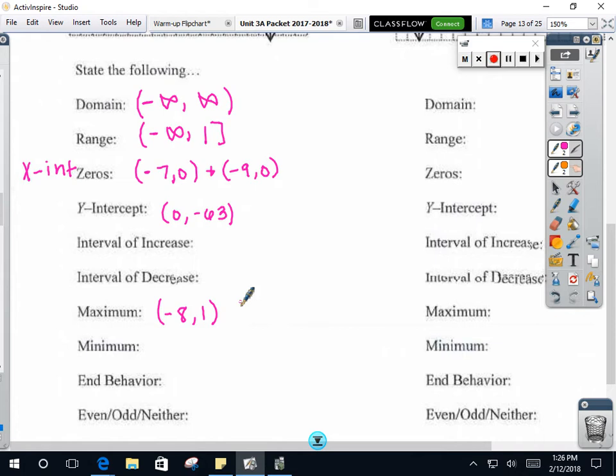Does this parabola have a minimum point? Why not? It continues going lower and lower and lower, so the minimum value does not exist because it goes to -infinity.